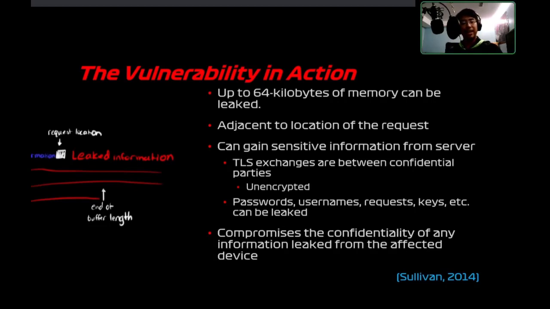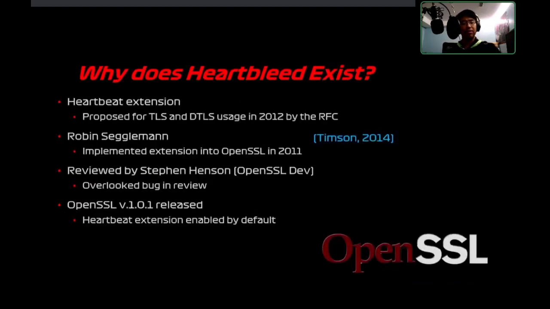With just some of this information, the attacker can have access to material that is normally authenticated, which compromises the confidentiality of the affected. So, why does the Heartbleed bug even exist, though? To understand how it even happened in the first place, we need to understand how the Heartbeat extension works. It was an extension proposed for TLS and DTLS by the RFC publication in 2012.